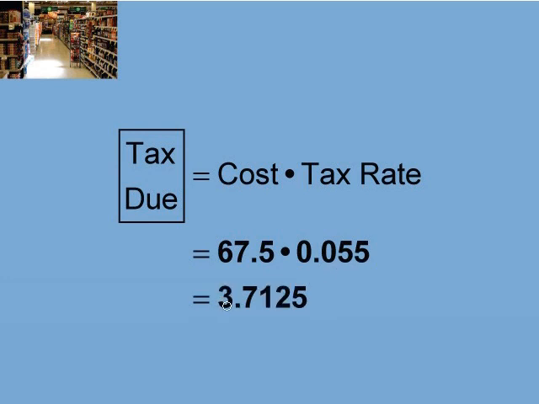The product is 3.7125. We round to the nearest cent to find that the tax is $3.71. If you wanted to calculate the total amount owed, you would have added 1 to the tax rate and calculated a percent increase. Let's look at another example.